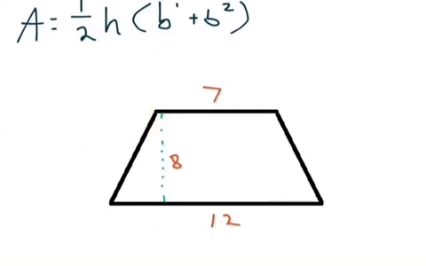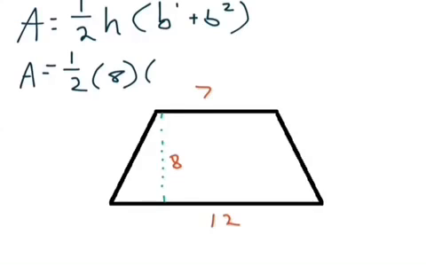Okay, now we have these. Now we can put our formula in. That was 7 right there. So the area equals 1/2 the height. So if we look at the height right over there, 1/2 times 8 times (12 plus 7), just like that. And then we can solve it. We can solve inside our parentheses, the 12 plus 7. That should give us 19.